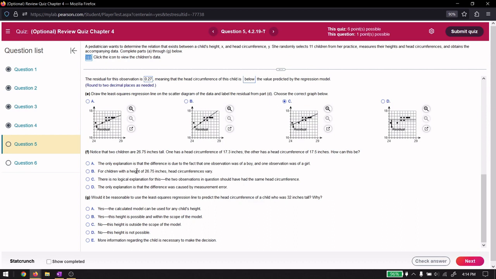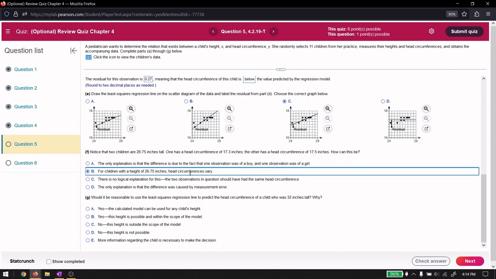For children with a height of 26.75, head circumference varies. There's no logical explanation. No, it's most likely the head size varies, because it's real life. I mean, obviously things are going to vary. They're not going to be exact.